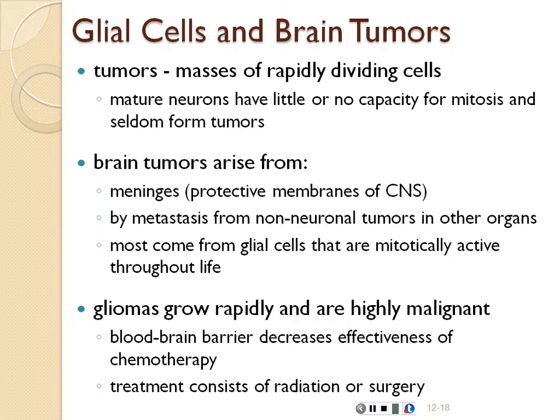So brain tumors can also arise from the meninges. You all have heard of meninges, the protective coverings of the brain and spinal cord. They can also arise by metastasis from non-neuronal tumors in other organs. So a person can start off with, like, lung cancer. Lung cancer travels to the bloodstream and then may be sent on to other tissues such as the brain. So a lot of times that's where the origination is, at another organ. Most come from glial cells though, that are still mitotically active throughout life.